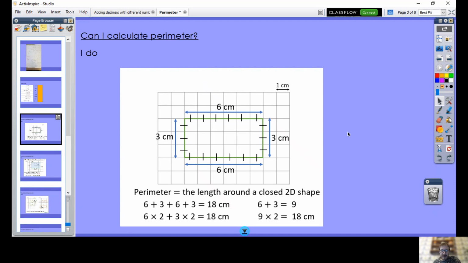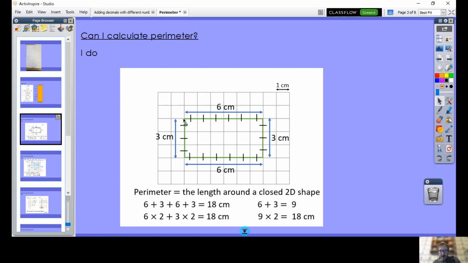So the distance around the outside of the shape, if we have it on a grid, we can just pretend that each square on the grid is 1 centimeter long. So if it's 6 squares along, it'll be 6 centimeters. So we can count 6 along this side, 6 along the bottom side here, and then we've got 3 and 3.